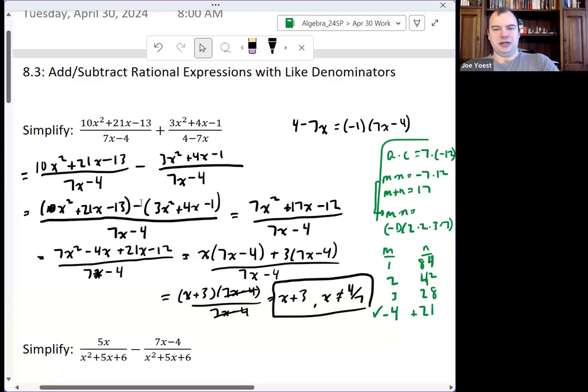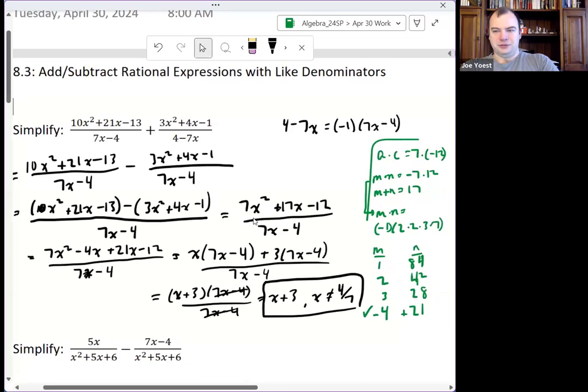We just have to be very careful with distributing the negative here. If you wanted to take an extra step and write out all the terms individually, minus 3x squared minus 4x plus 1, you could definitely do that. But here for our x squared terms, we have 10x squared minus 3x squared is 7x squared. We have 21x minus 4x, which is 17x. And then -13 minus a -1, -13 plus 1, is -12.